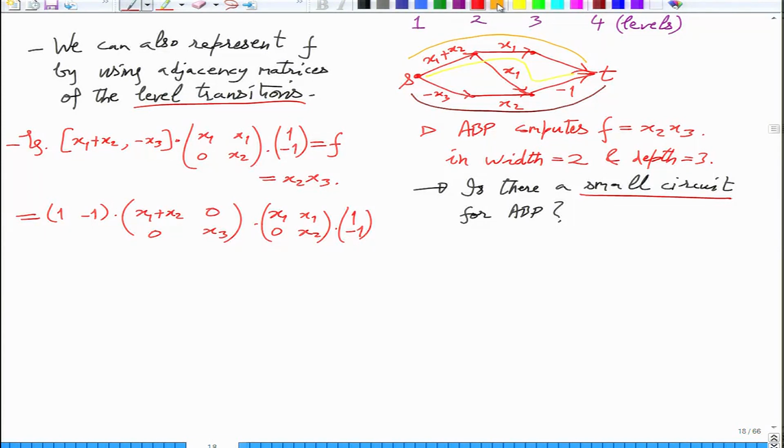Okay, so now this is the part where you are multiplying matrices that have polynomial entries, and on the left you have a constant row vector, on the right you have a constant column vector. So ultimately it will be computing a polynomial over the field. So this part, the central part, is called iterated matrix multiplication.